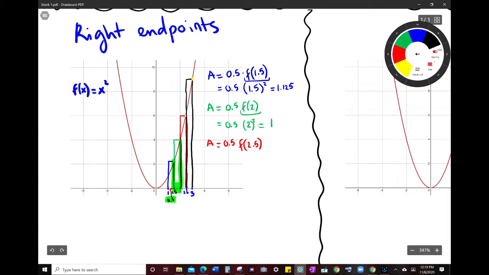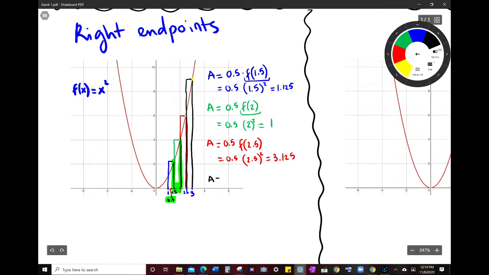For those of you who got this, you got it right. And then we have 0.5 times 2.5 squared. That gives you 6.25, and then times 0.5, and you get 3.125. Okay, and then next we do the same thing.